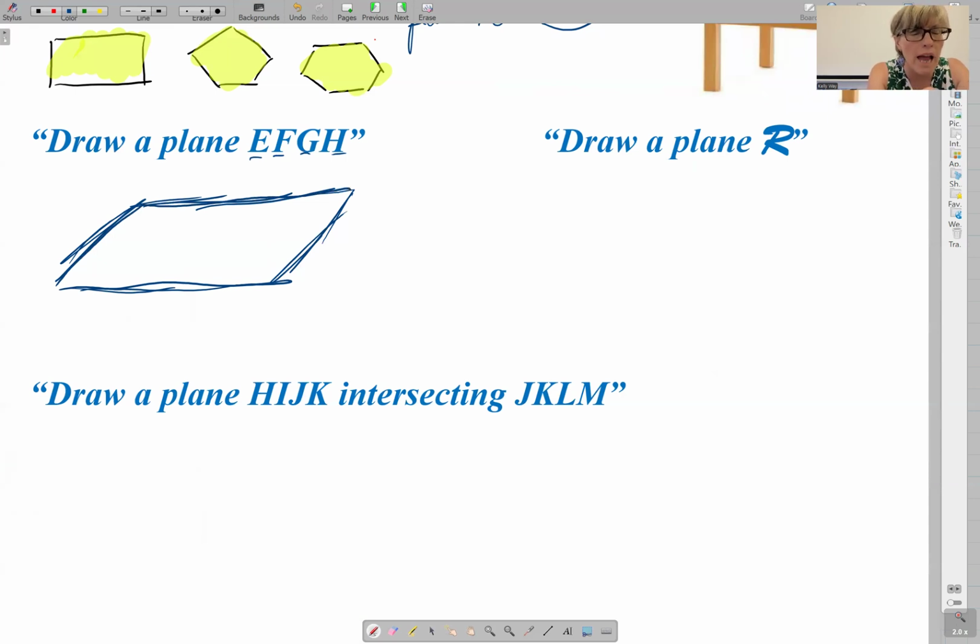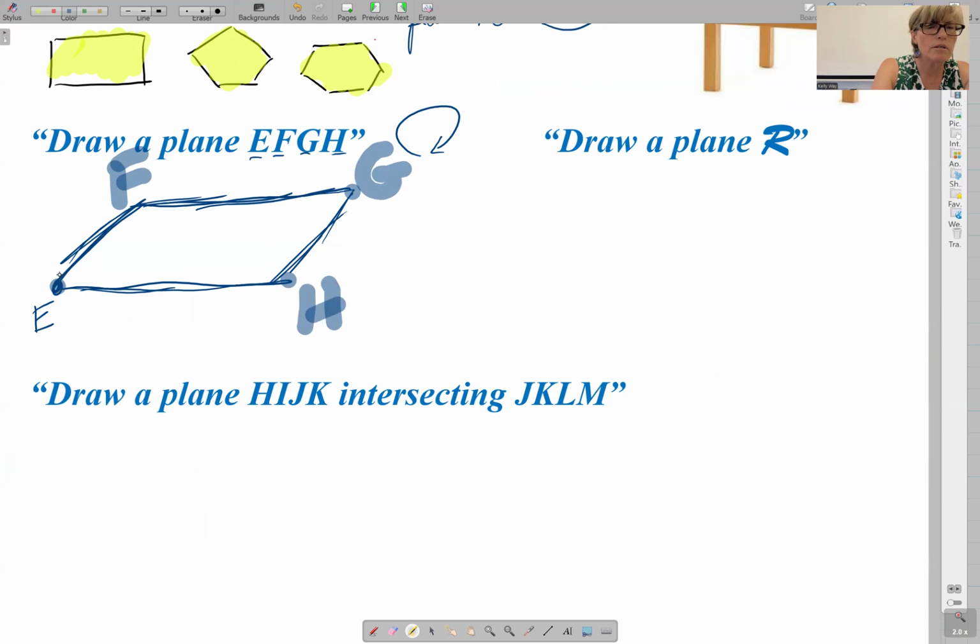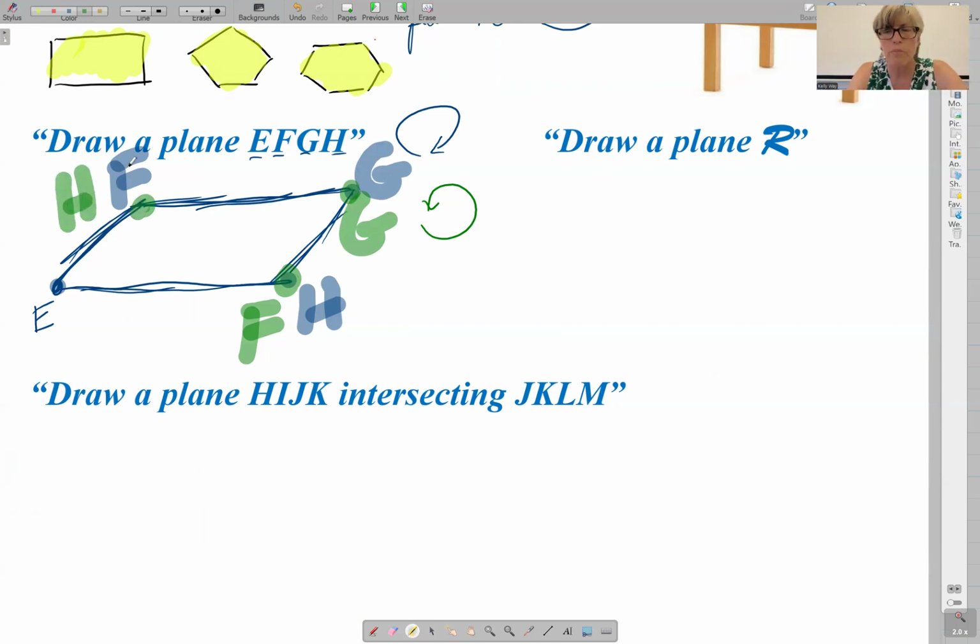Does not matter where that E starts. What does matter is I go clockwise or counterclockwise. So I'm going to do clockwise in blue. I could go like this, E, F, G, H. Or I could go counterclockwise. I'm going to do that in green. E, I could go like this, F, G, H, using capital letters.